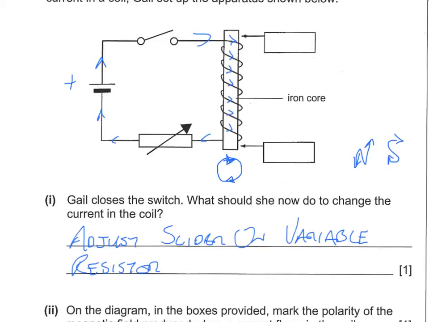Now clearly from this end, if we were to look up from this end, look up through here, we would see clockwise electricity flowing, and that means this end is the south. Okay, and this must be the north.